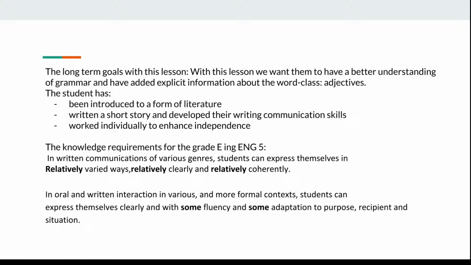The knowledge requirements for Grade E in English 5. In written communications of various genres, students can express themselves in relatively varied ways, relatively clearly and relatively coherently. In oral and written interactions in various and more formal contexts, the students can express themselves clearly and with some fluency and some adaptation to purpose, recipient, and situation.